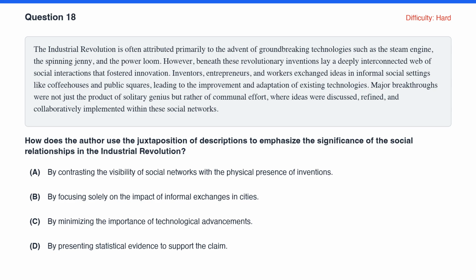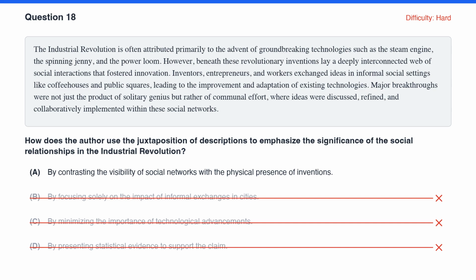The choices offer 4 different rhetorical moves: contrasting unseen networks with tangible inventions, focusing only on informal urban exchanges, downplaying technology, or citing statistics. We need the option that captures the actual contrast the passage builds. Choice B is wrong because the passage never restricts itself to informal city exchanges. It broadly credits collaborative networks.